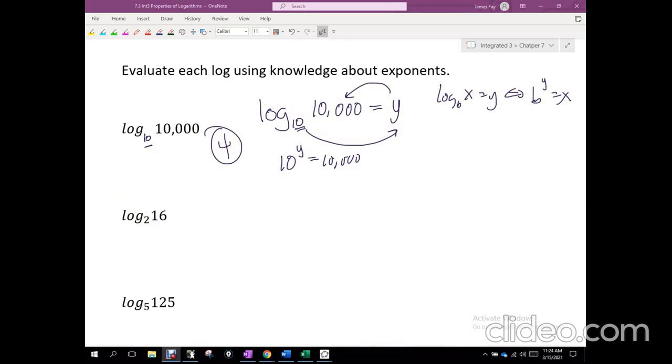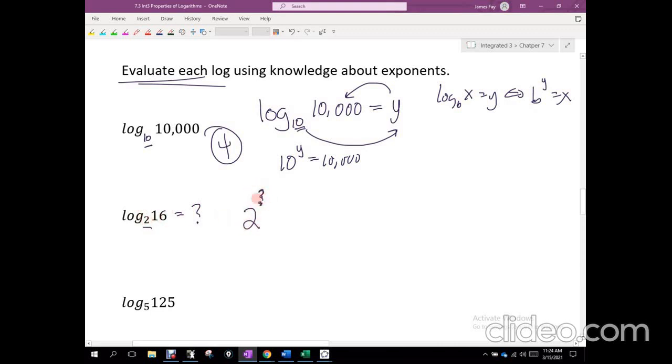On this one, 2. Okay? So when they ask you to evaluate each log using the knowledge about exponents, we're going to say 2. So I don't know what this number is out here. I'm trying to evaluate this, trying to get a singular value for this without a calculator. So 2 raised to what number?